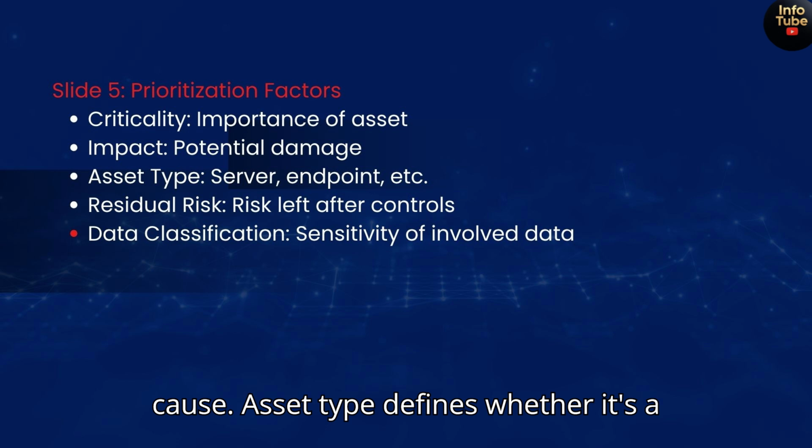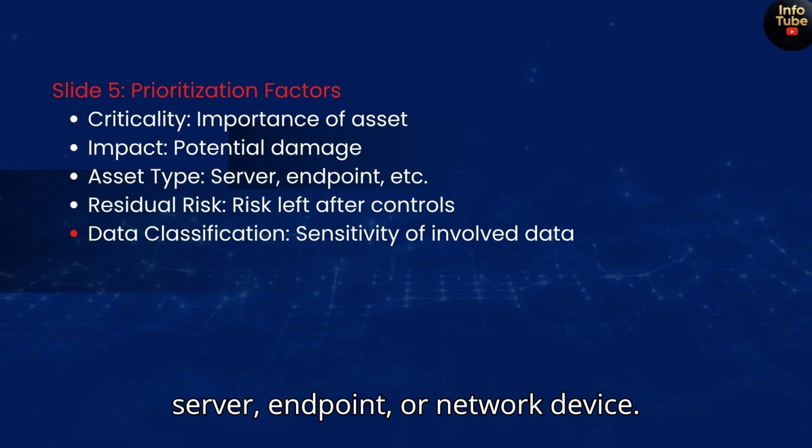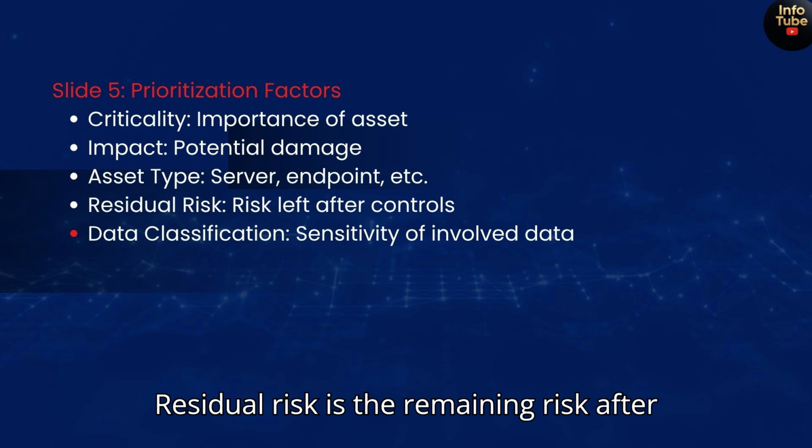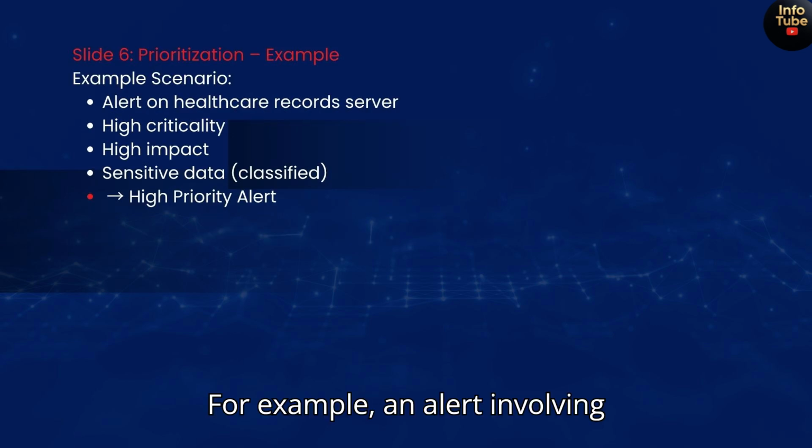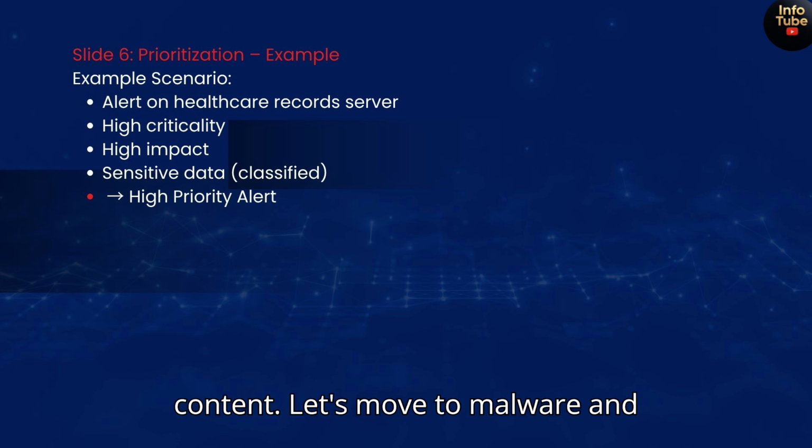Asset type defines whether it is a server, endpoint, or network device. Residual risk is the remaining risk after controls are applied. And data classification helps identify the sensitivity of the data involved. For example, an alert involving classified financial data is more important than one about public blog content.